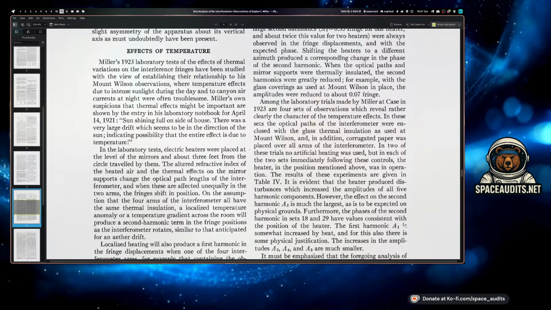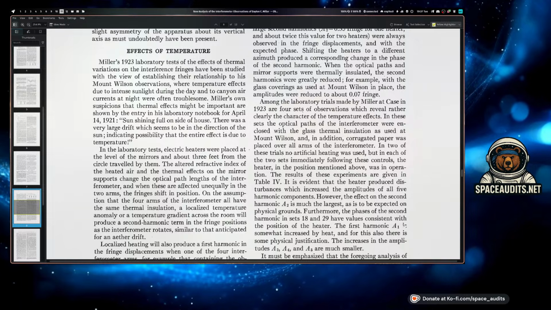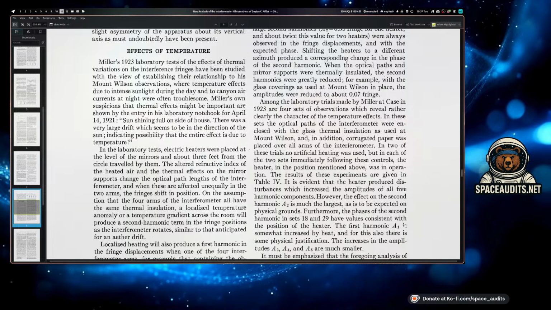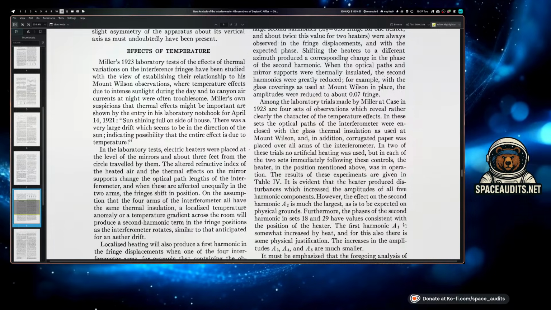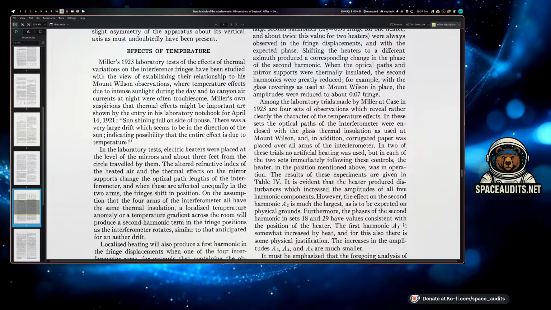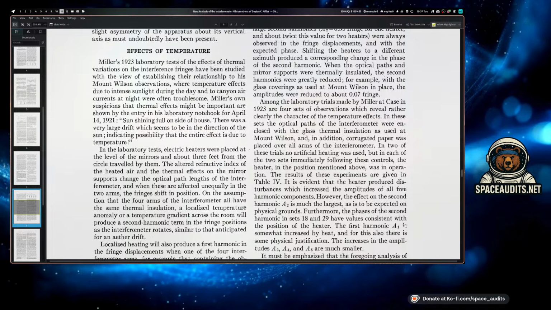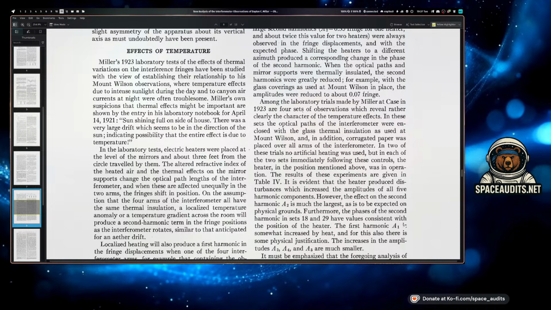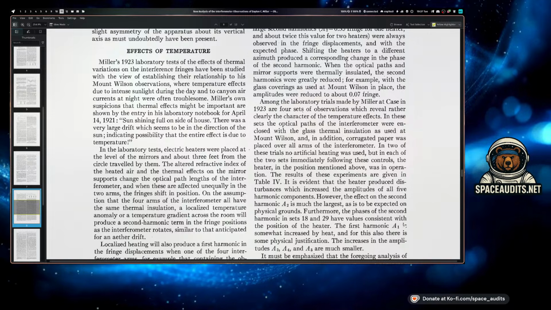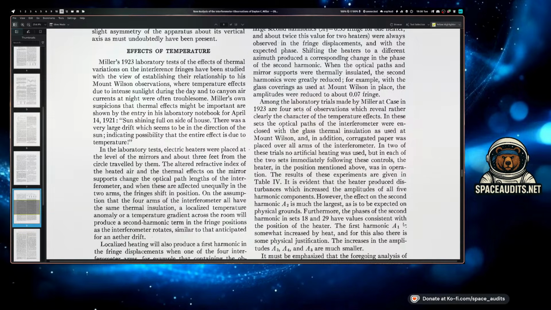Anyways, localized heating will also produce a first harmonic in the fringe displacements when one of the 4 interferometer arms, for example, that containing the observing telescope, has different thermal insulation properties from the others. The effects of heat on the 3rd, 4th, 5th, and higher harmonics of the fringe displacements should be small for any temperature conditions likely to be encountered. I agree with that.